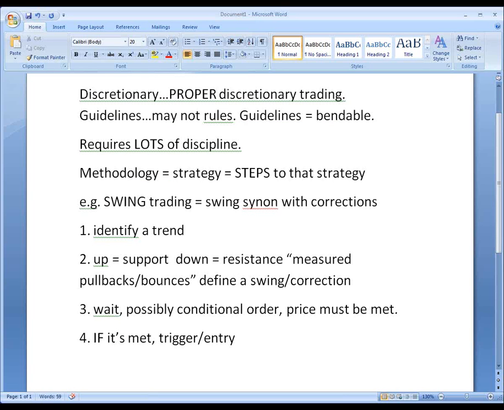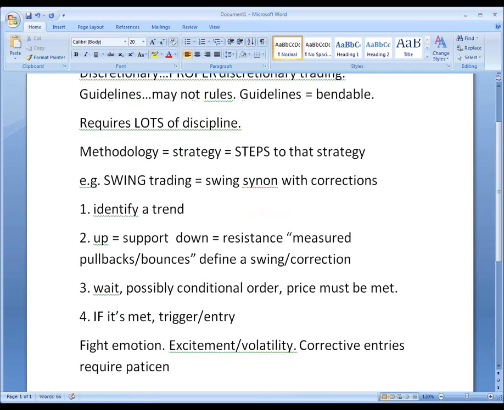Now, what a discretionary trader would do is go through each one of these steps and basically fight emotion, the possible excitement that might be surrounding the market in terms of volatility. Okay? Oftentimes when you're waiting for these type of corrective entries, corrective entries require patience. When you're waiting for a pullback to occur, it's so difficult oftentimes because it feels like it's never going to happen, that the market's just going to take off without you.